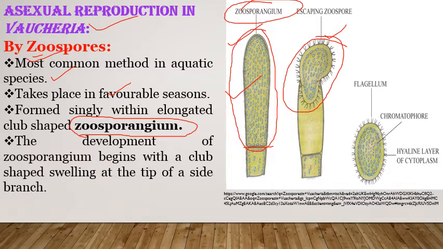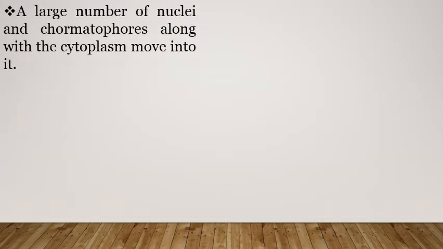The development of the zoosporangium begins with a club-shaped swelling at the tip of one side branch. We can see here this is the tip of the branch. The material present inside the filament moves towards one end and gives rise to this swollen, club-shaped structure known as the zoosporangium. How is this swollen structure formed? The nuclei and chromatophores along with cytoplasm move towards that end of the branch. Due to the pressure exerted by this movement of cytoplasm, chromatophores and number of nuclei, it gives rise to this swollen structure.